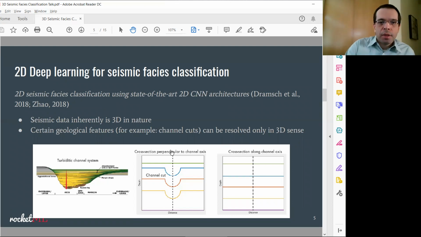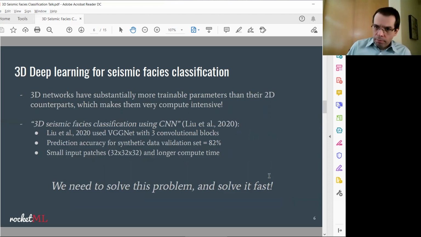For example, it's easy to see that for a structure like a channel cut, like a trench, if you cut the 3D data perpendicular to the axis of the channel cut, you'll be able to resolve it. However, if you rotate the data 90 degrees and do a cut now parallel to the axis of the trench, you might miss it completely, like shown here. So that shows that seismic data is inherently 3D in nature, and therefore it is good to apply 3D techniques or to train 3D networks to solve these problems.